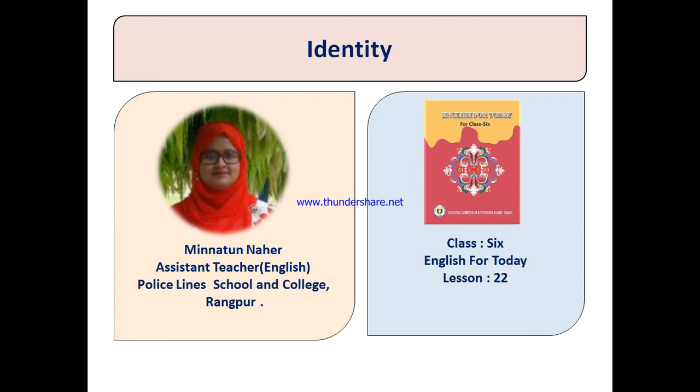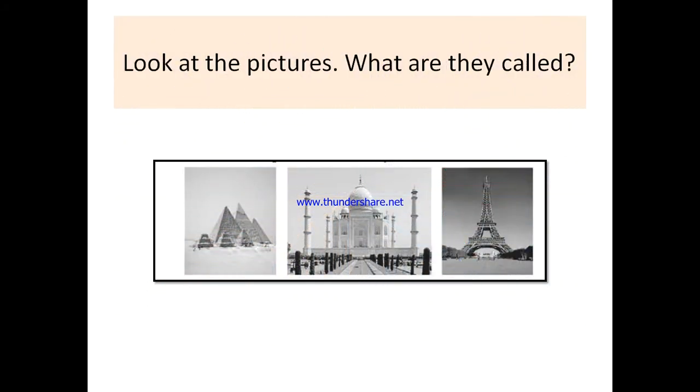Today our book is English for Today for class 6. Dear learners, please look at the pictures. Can you guess? I think you can guess. Yes, this is the picture of a pyramid. In the middle of the picture, you can see the picture of the Taj Mahal. And the last one is the Eiffel Tower.